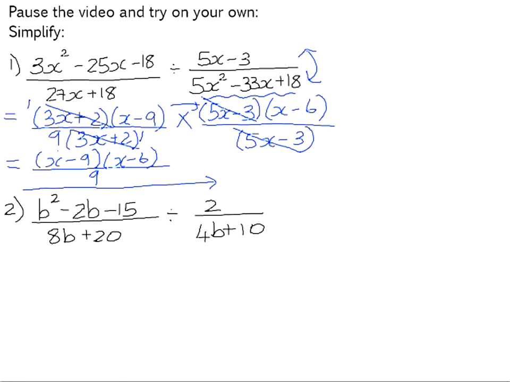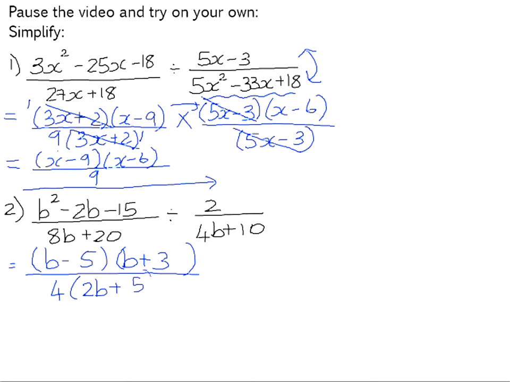Number 2. b squared minus 2b minus 15 factors into b minus 5 times b plus 3. 8b plus 20 has got a common factor of 4. That leaves you with 2b plus 5. Change the divide to a multiply.